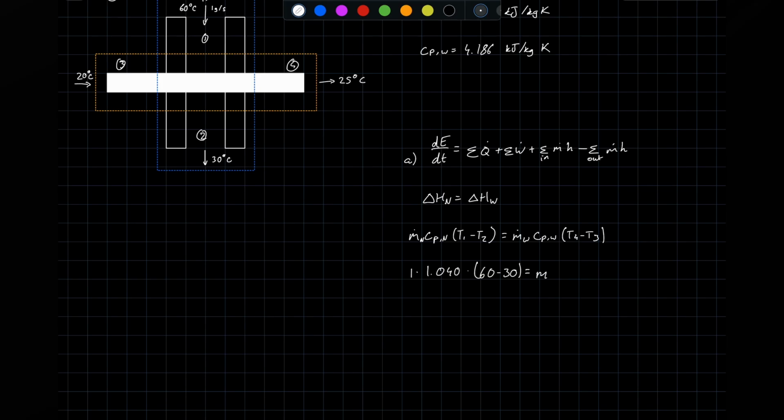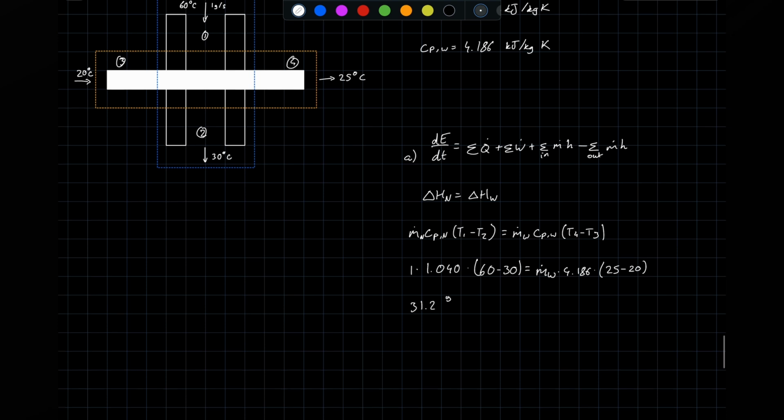And here we have our unknown. This is what we're trying to figure out. And times 4.186 times 25 minus 20. If you plug these numbers into your calculator, you should get 31.2 grams per second times kilojoules per kilogram. The reason it has such weird units is because here I didn't convert to kilograms, but don't worry about it, we don't really need to do that for now.